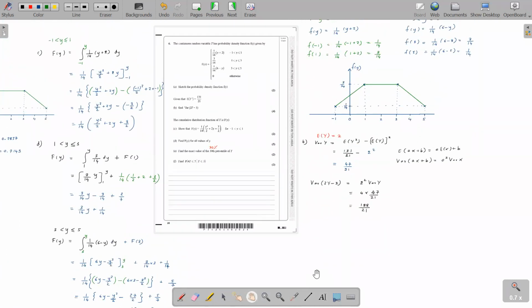Yes. So this is the end of the October 2021 paper.